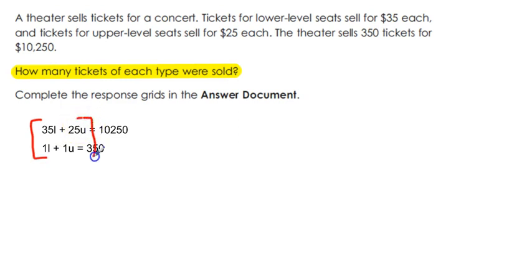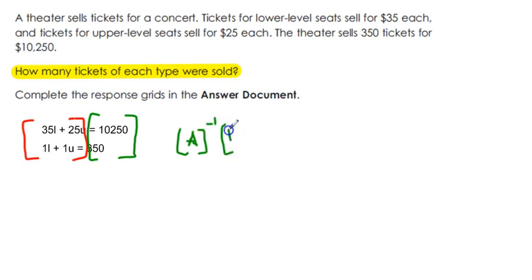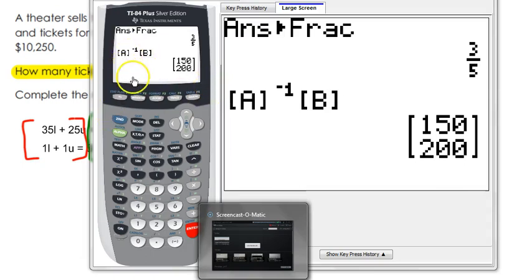And you're going to put $35, $25, 1, and 1 in matrix A. And in matrix B, you're going to put in 10,250 and then 350. And then you're going to use A inverse times B. You're just going to type that all in the calculator and it'll spit out the answer. I've taken the liberty to go ahead and fast forward through that. If you need to know how I did that, go back and rewatch the previous video where I explained how to do matrices and put it in the calculator.